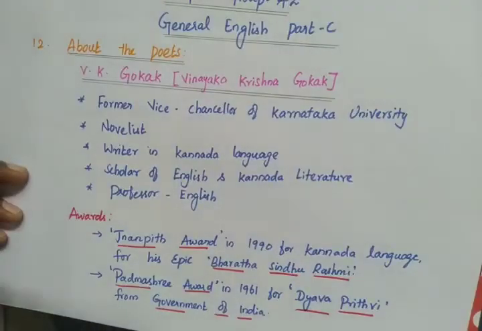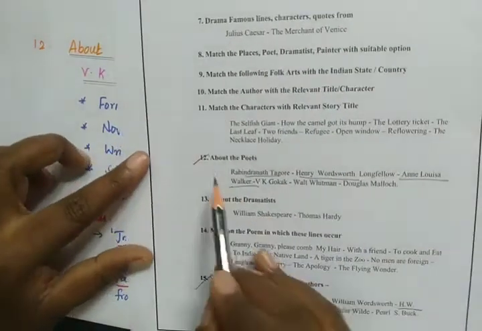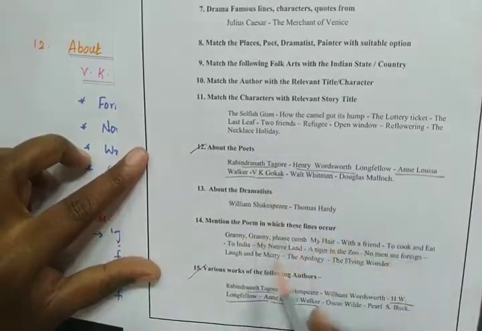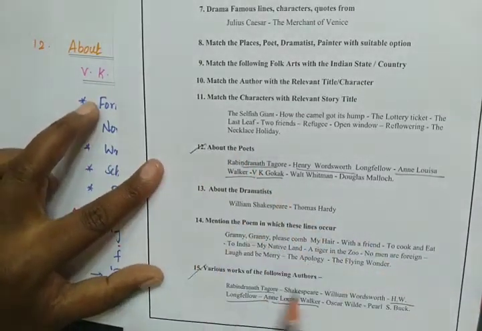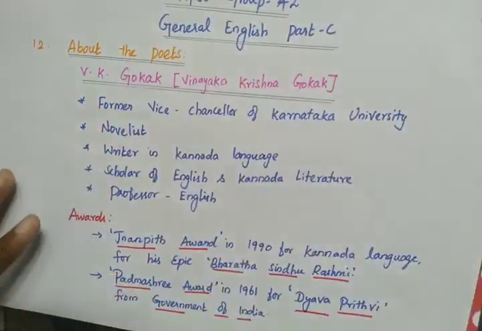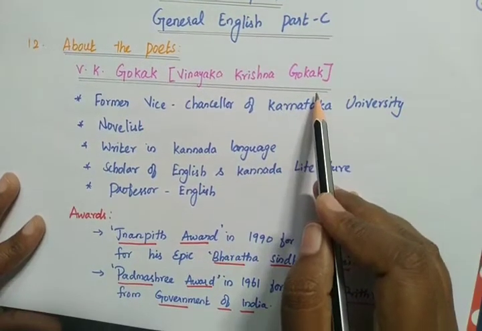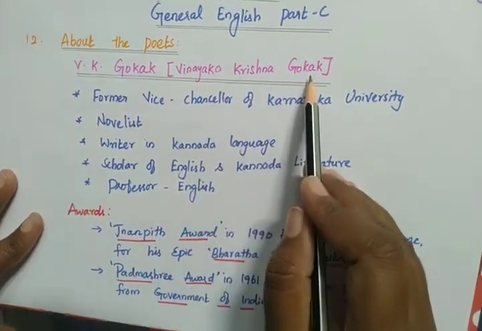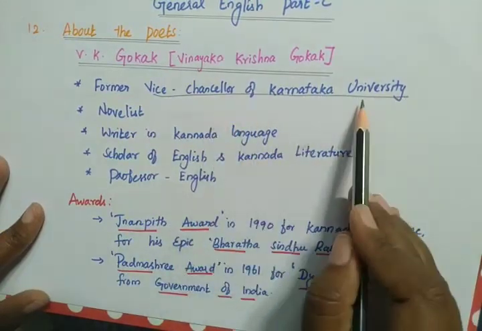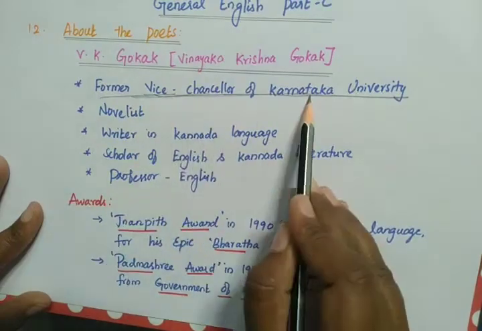Now let us move on to the next. This is in part C, 12th question, about the poet V.K. Gokak, because it is present only in the 12th question. It is not in the 15th. That's why I have written only 12. V.K. Gokak, that is Vinayaka Krishna Gokak. He is the former Vice Chancellor of Karnataka University. Remember, he is former Vice Chancellor of Karnataka University.